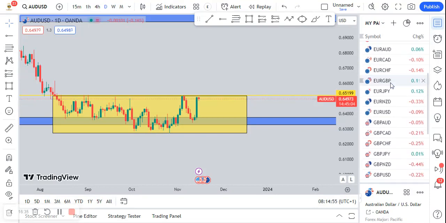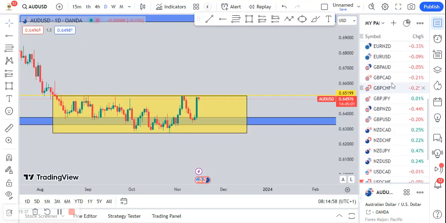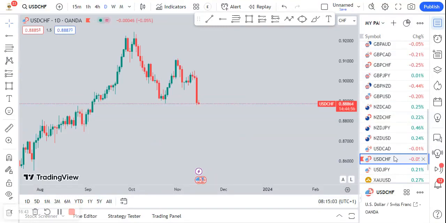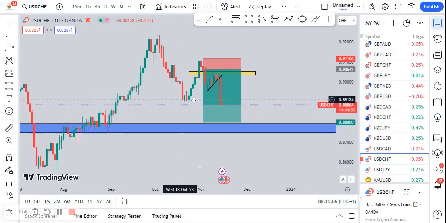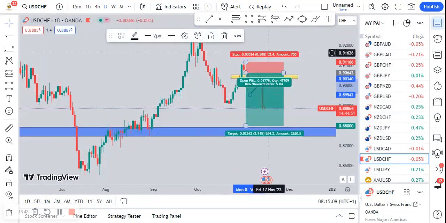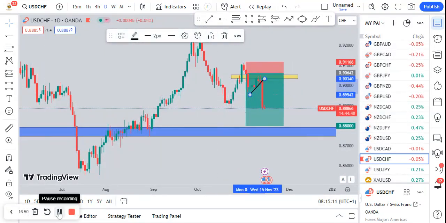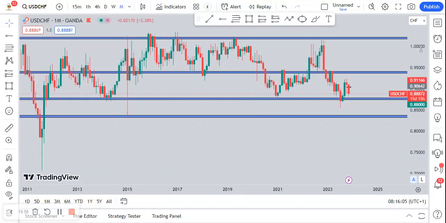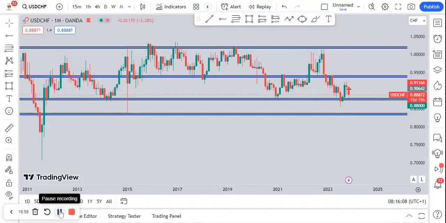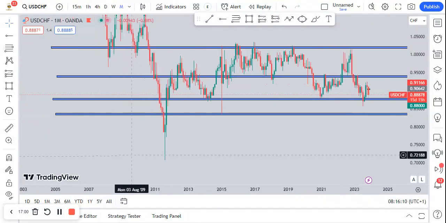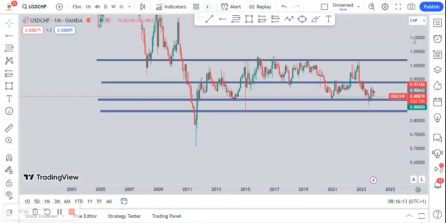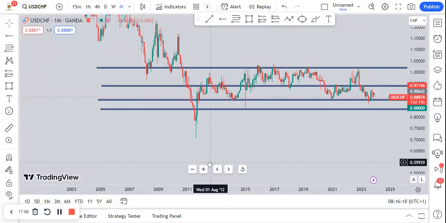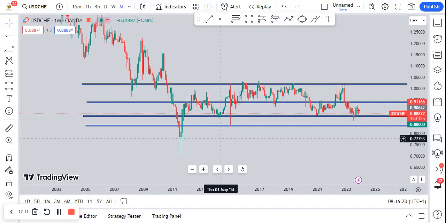But let's go with GBPUSD. Okay, let's go with GBPCHF. I want to clear something up for you guys. For USDCHF, starting on the monthly time frame, the overall direction is bearish.